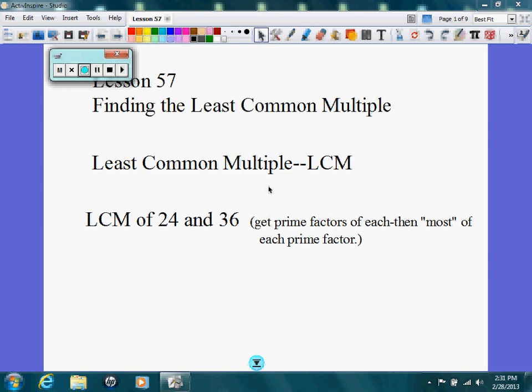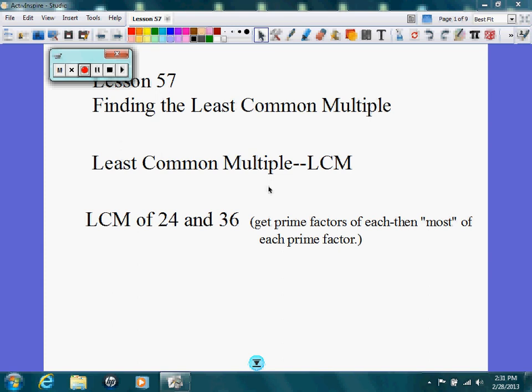Our next lesson is lesson 57, finding the least common multiple. The least common multiple, often abbreviated LCM. So what is the least common multiple of 24 and 36? How do we go about finding this? Well, we get the prime factors of each, and then we take the most of each prime factor.